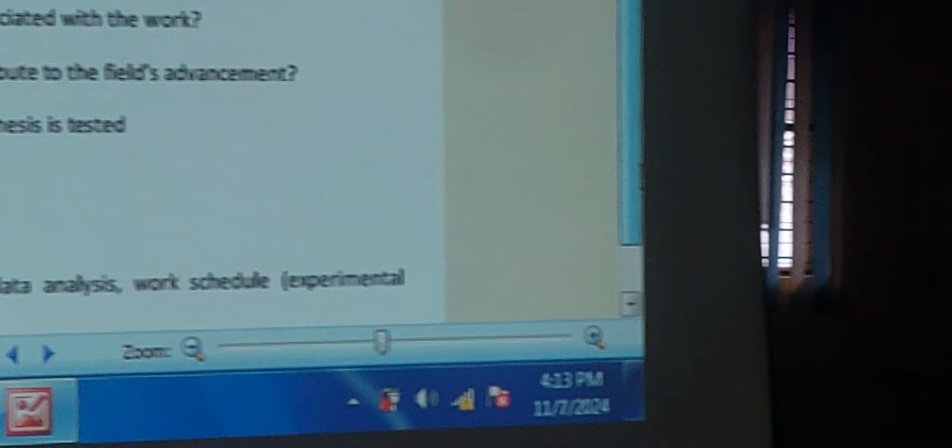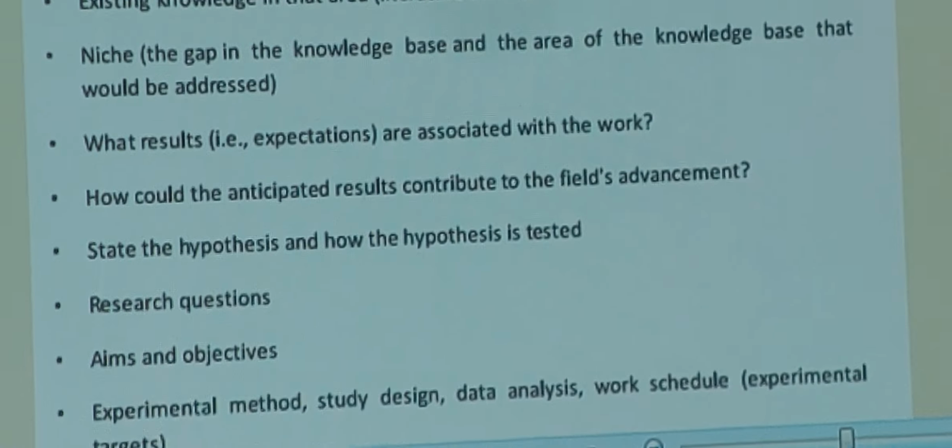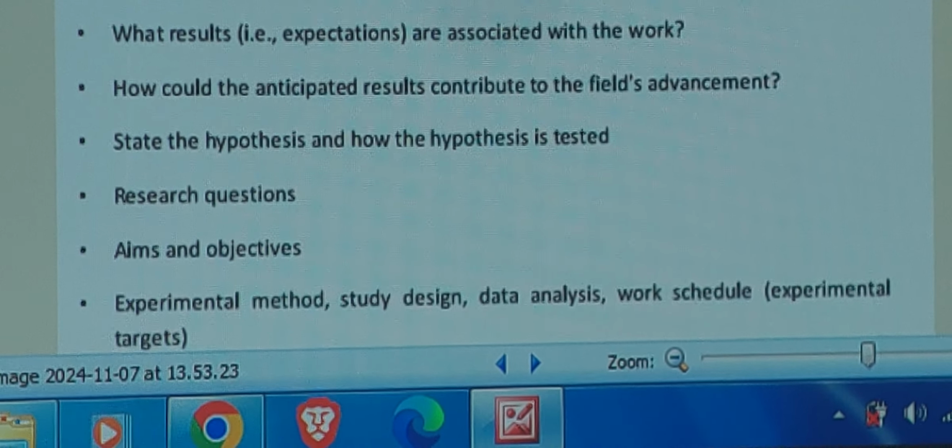Then finally, research question. You are saying that if we do like that, the problem may be solved. That is hypothesis. However, it is not yet experimented or no report is available to support this hypothesis. Therefore, the present study has been designed to investigate. So here comes your aims. Here comes your objective. So you have to write your aims and objective. Then your experimental method, study design, data analysis, work schedule. Everything you have to mention.